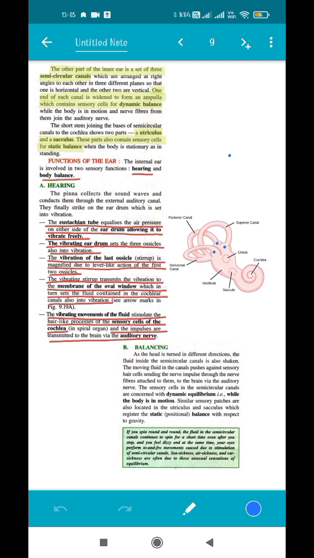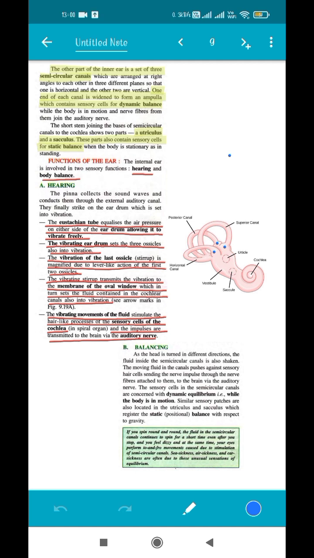We can walk normally, we can walk straight. So that is maintained by the semicircular canal region. As you can see, I have made 3 blue dots. So that region is known as ampulla. So ampulla is essential for dynamic balance because it contains sensory cells and a fluid, and this is responsible for balance. So for hearing also and for balance also, the major cell responsible is the sensory cells.